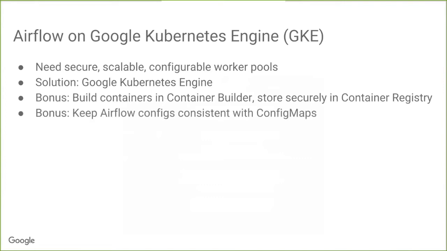Another bonus, you can keep your Airflow configs consistent. This is something you need to do if you're running with Celery. You can use config maps to do that. And just for future work for us again, this will make it easier to switch to the Kubernetes executor.